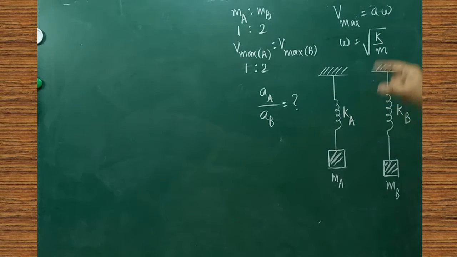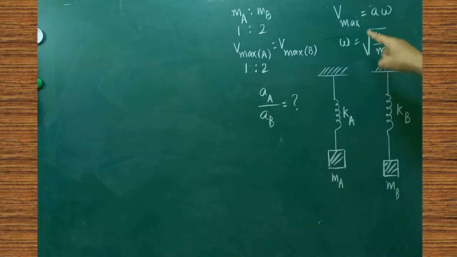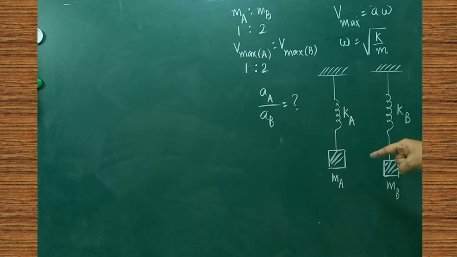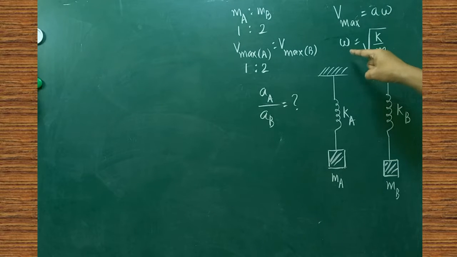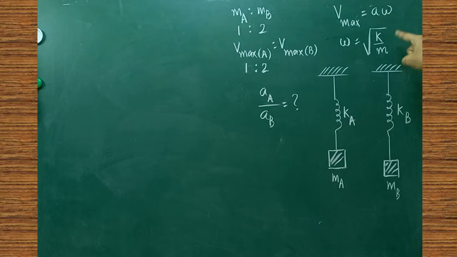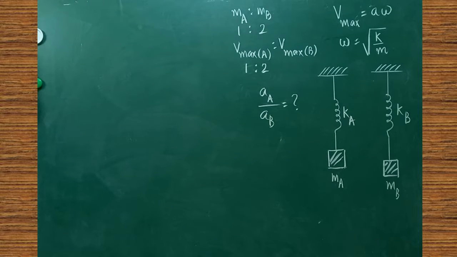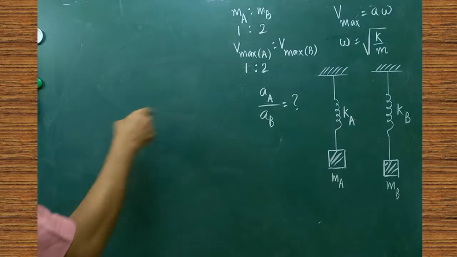To solve the problem, these two basic fundamental formulas are required. The Vmax formula: the maximum velocity of a simple harmonic body is Vmax equal to A omega. Omega is equal to square root of K by M. By using these two formulae, we are able to find the value of AA divided by AB. That is, the AA to AB ratio can be found out.